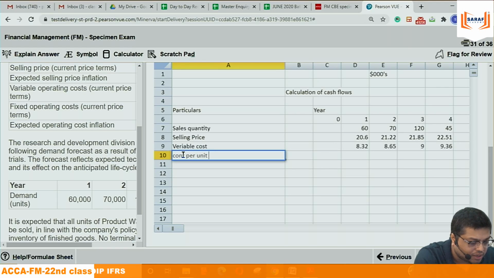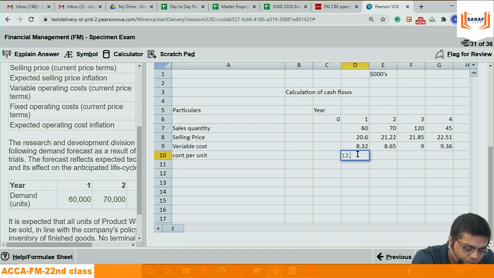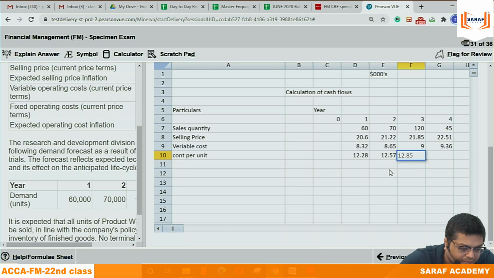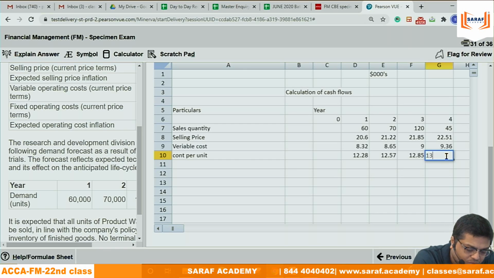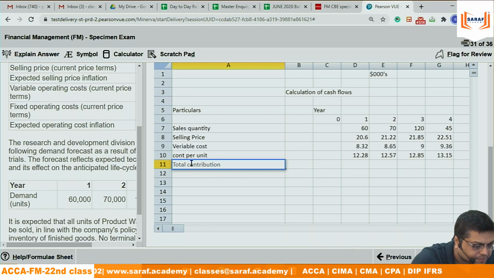Contribution per unit: $20 minus $8. I could use the Excel functionality here, but according to me it would take more time. It is better to do this calculation by calculator. 20.6 minus 8.32 is 12.28. Then 21.22 minus 8.65 is 12.57. Then 21.85 minus 9 is 12.85. Then 22.51 minus 9.36 is 13.15.